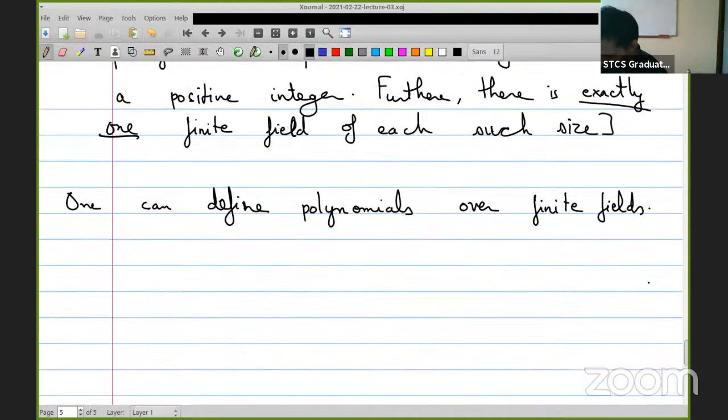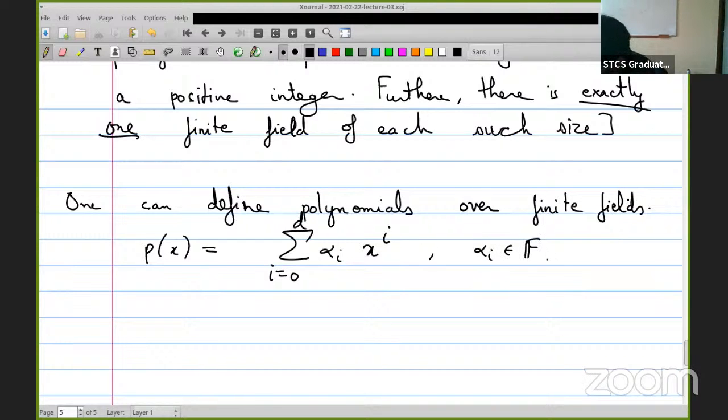Okay, just as usual, let's consider a polynomial. What is a polynomial? It's just a sum like this, where each alpha i is in F, and x is some variable. The crucial thing is that Lagrange interpolation works.